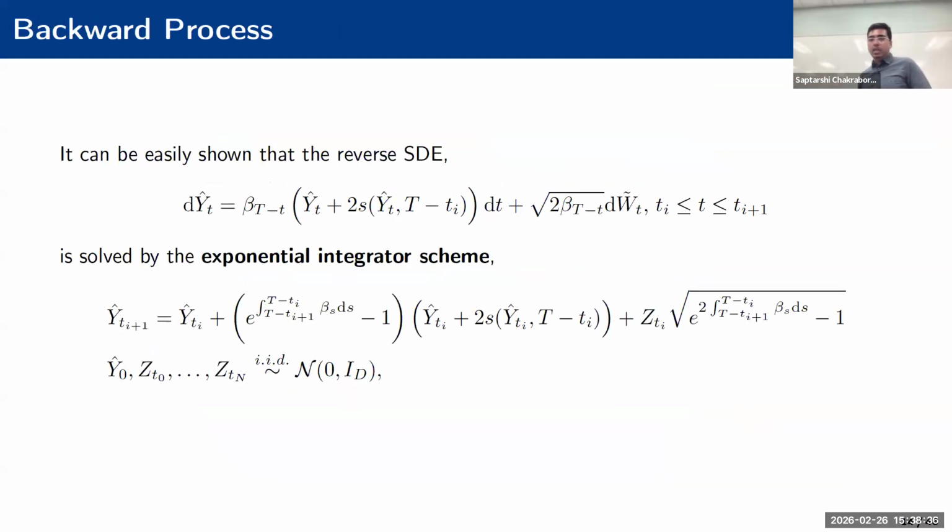It can be easily seen that the reverse diffusion model that we have, the reverse process, is exactly solved by an exponential integrator scheme. So you can exactly implement this through a closed form expression for each of these time points, T1 through TN. That involves simulating some Gaussian distributions, and you have a closed form expression of y t plus 1 in terms of yt.